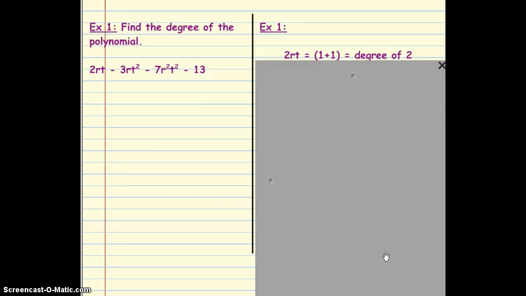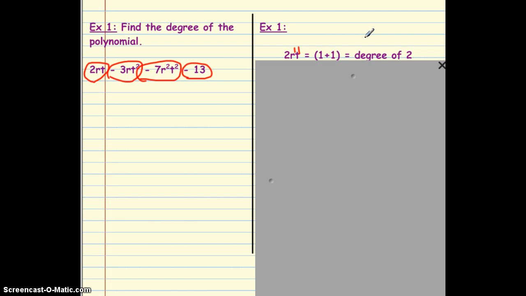Alright, so find the degree of this polynomial: 2rt minus 3rt squared minus 7r squared t squared minus 13. What we want to do is take each of these monomials separately, and we're going to be finding their degree. So the first monomial is 2rt. Well, r and t, we want to take a look at each of their exponents. And they're not written, but we know that they each have an exponent of 1.